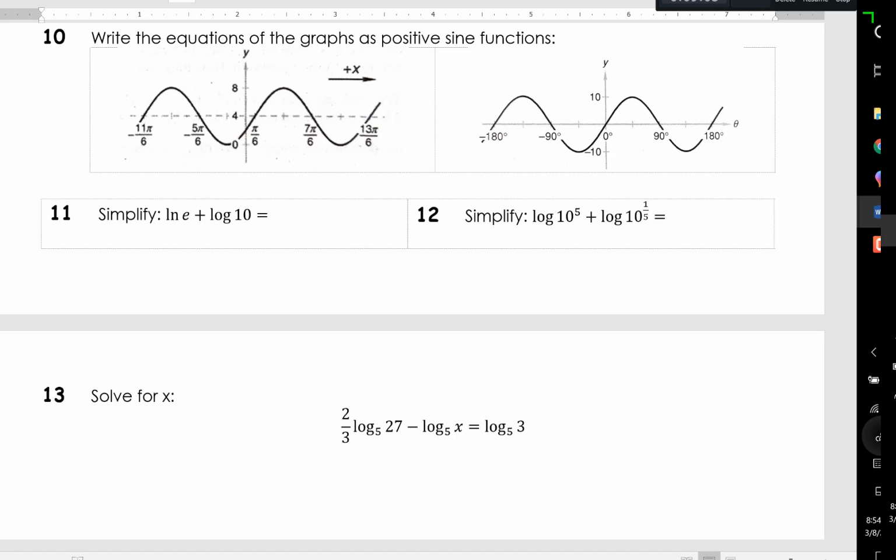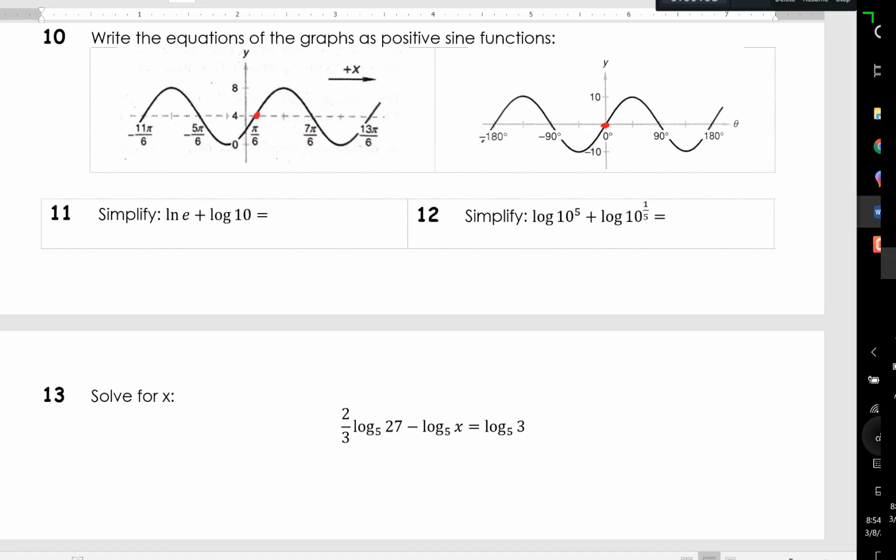Okay, so number 10, you want to write the equations of these graphs as sine functions, positive sine functions. All right, so remember when you're trying to write the equation of a positive sine function, you're going to look at the place closest to the y-axis where the curve is on its way up. So here, it's on its way up as it crosses the midline. So that's where it happens. On this one, on the second function over here, it's on its way up right through the origin.